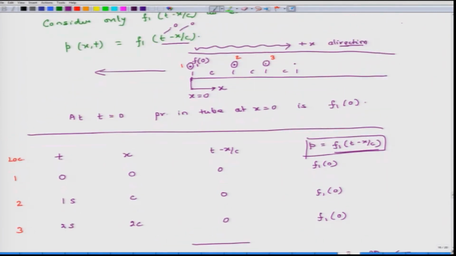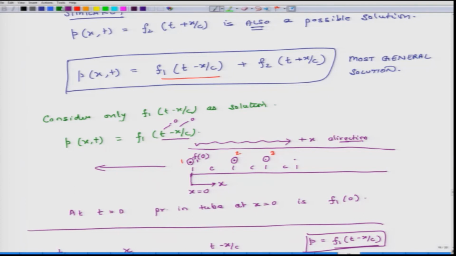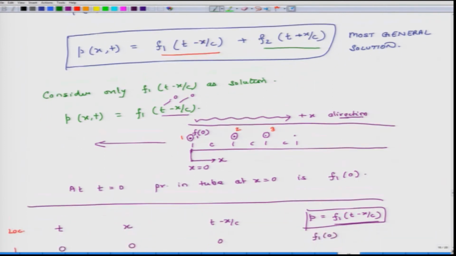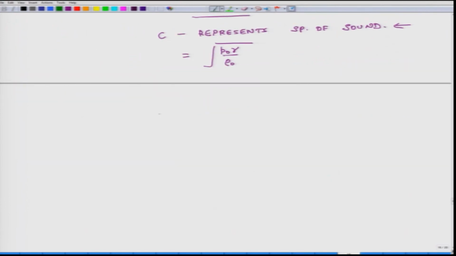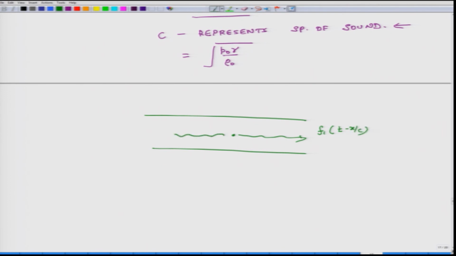The wave which is travelling in the negative x direction, we represent it as f2 of t plus x over c, and if we make the same table like we made for f1, we will find that for f2 also the speed of sound is the same, which is c, but the direction of sound propagation is the negative x direction. So, in reality, when sound travels in the positive x direction, the propagation of sound is represented by f1 of t minus x over c, and in the negative x direction, the propagation of the sound wave is represented by f2 of t plus x over c.